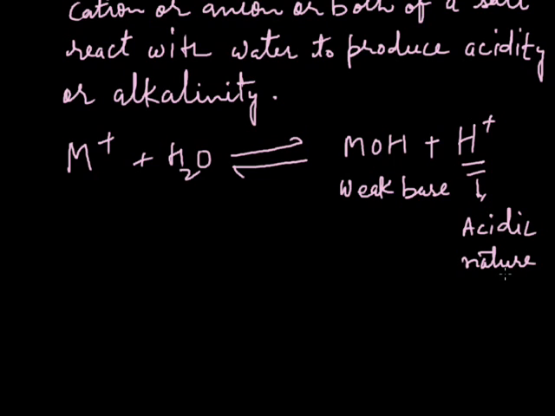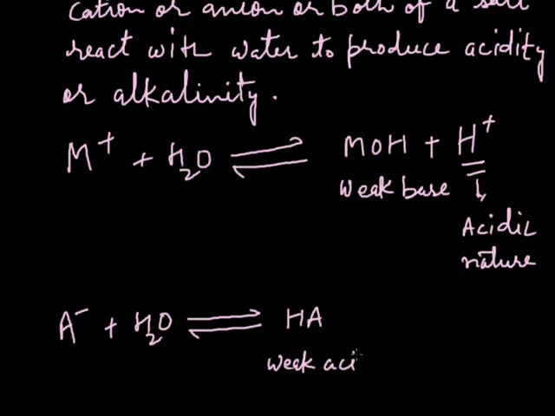In other salts, anions may be more reactive in comparison to cations, and these react with water to produce OH minus ions. Thus, the solution becomes basic. The equation is: anion A minus reacts with water and produces a weak acid along with OH minus ions. These ions are responsible for the basic nature.